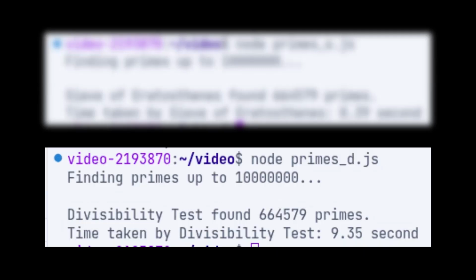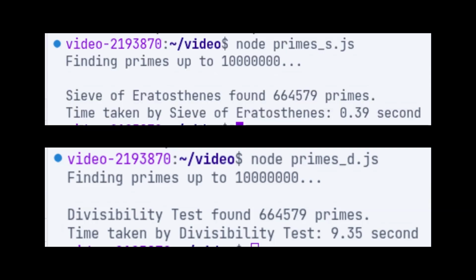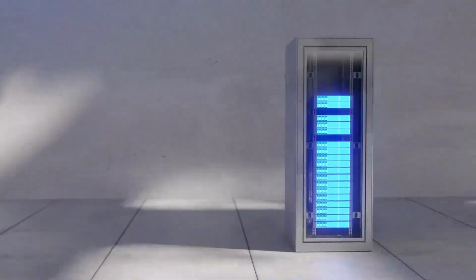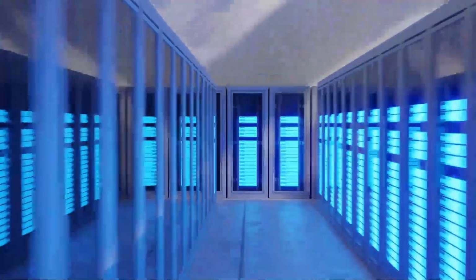Here is an example of 2 programs which find prime numbers up to 10 million. The program which doesn't use caching finds all in 10 seconds, but the one which uses 9.6 MB as cache finds all in less than a second. This kind of processing is not so commonly used on our devices, but is heavily used on servers to run complex algorithms or process structured data.